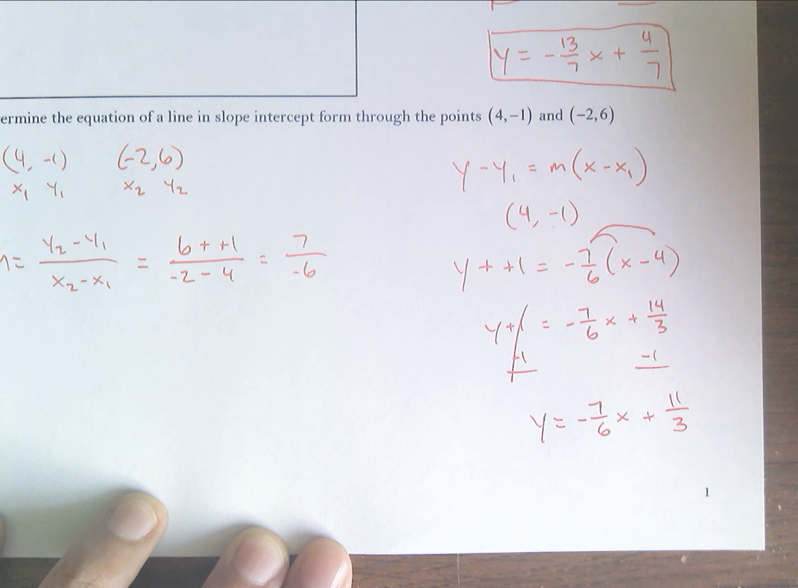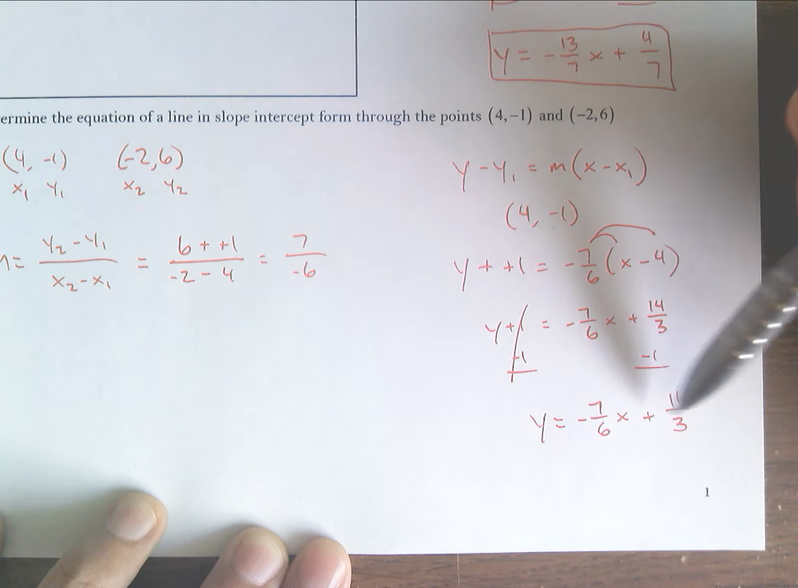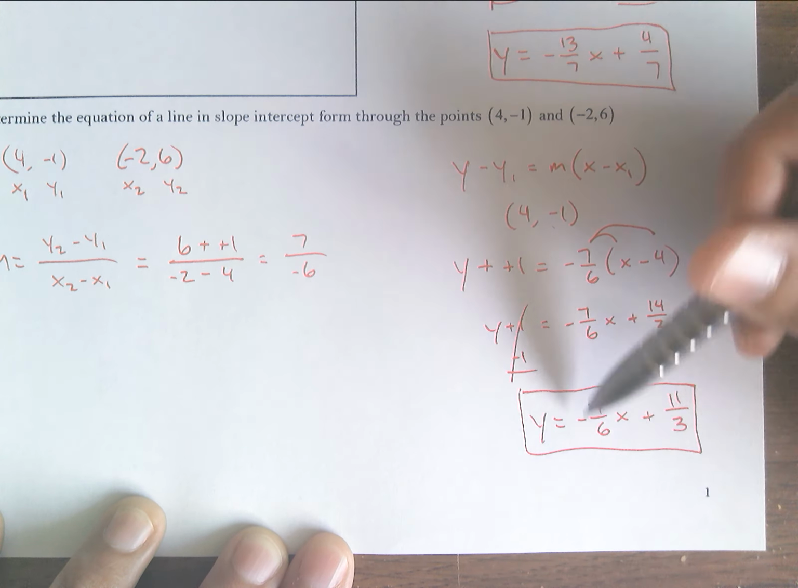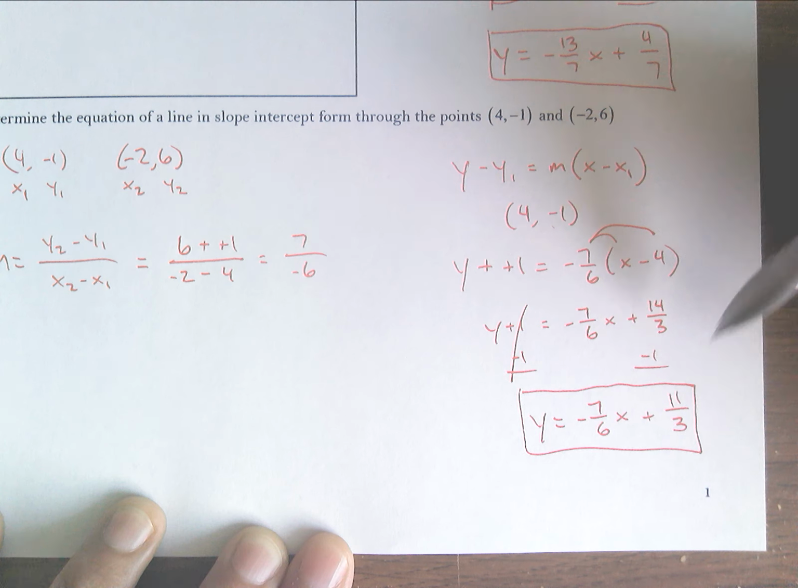All right, and double check, is this in slope-intercept form? We have y equals mx plus b. That looks good. Our slope is negative 7/6. Our y-intercept is 11 thirds.